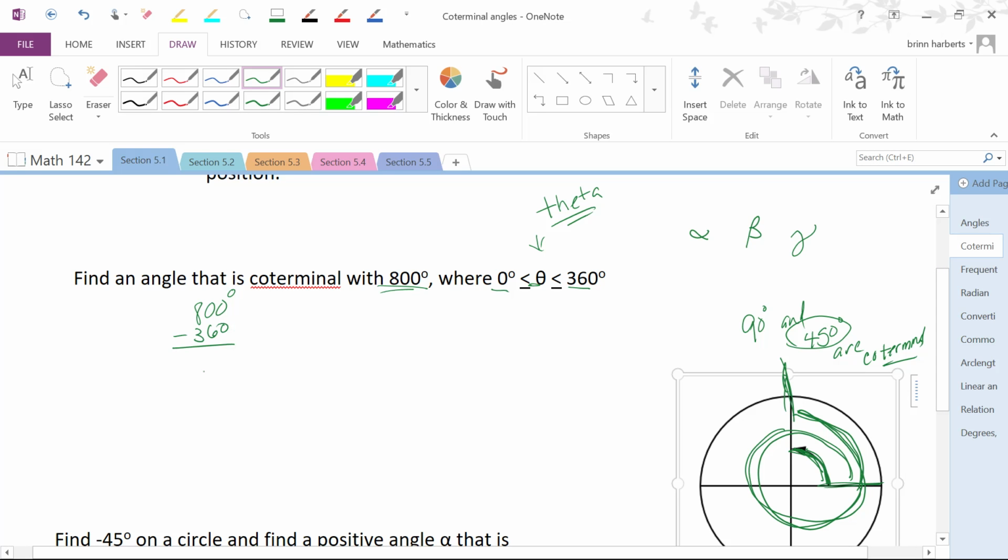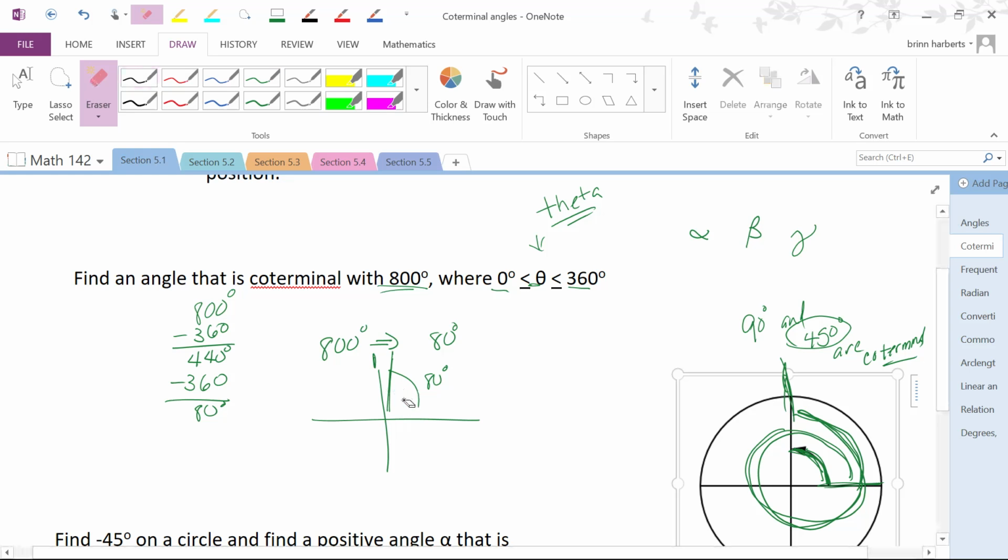If I take off 360 degrees, I will get 440. That's still a big ways around, so I'll take off 360 degrees again, and that will leave me with 80 degrees. And so I can tell you that 800 degrees is coterminal with 80 degrees. If I measured 80 degrees on my circle, this is 90 degrees from here to here, so 80 degrees is probably right about there.